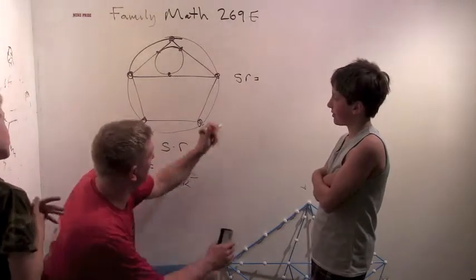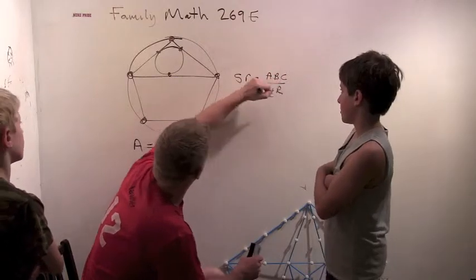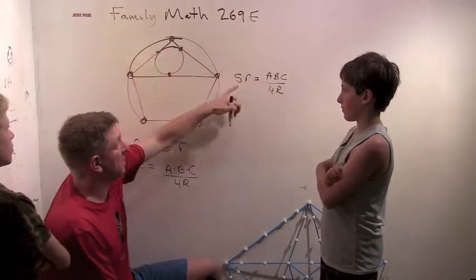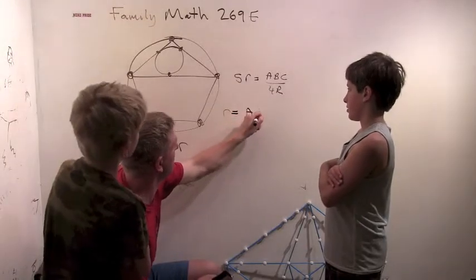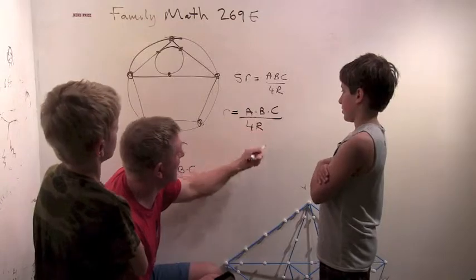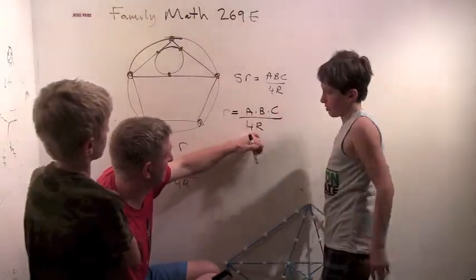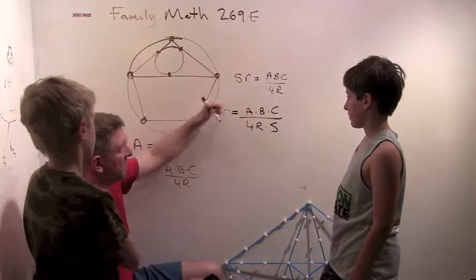So we get S r equals A B C over 4R. So to find the area of the circle, all we need is this radius? Yeah. Radius equals A times B times C over 4 big R, whatever that is. These are two different radii. Divided by S times S. Okay, so we divide both sides by S?